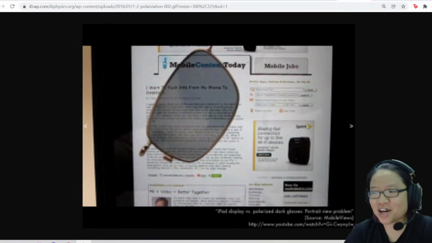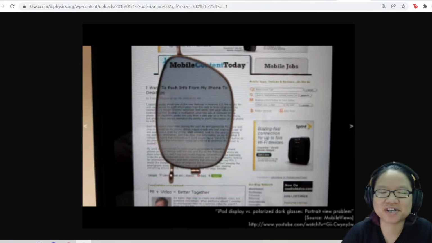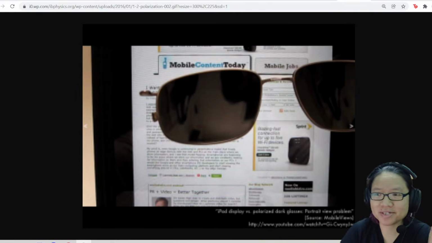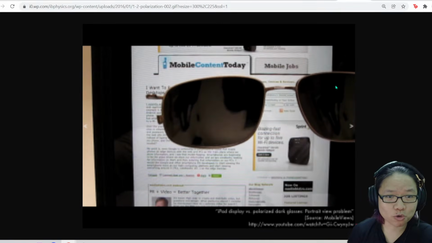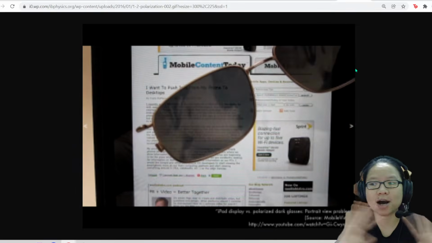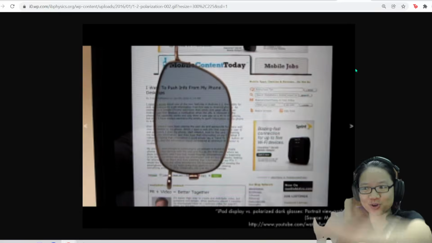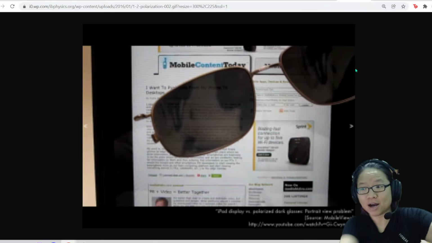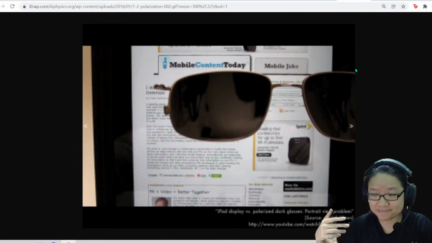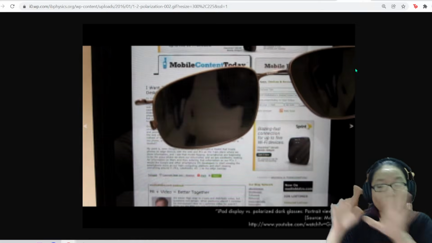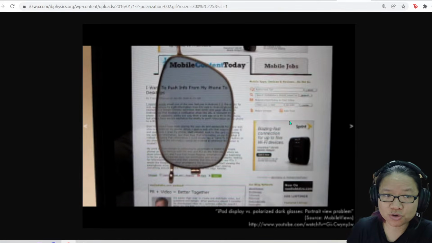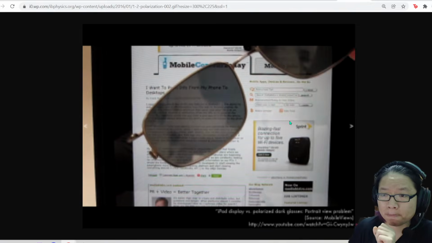Here's something you can try if you go and buy yourself a pair of sunglasses. If you look at this one, this is a computer screen. From the screen that you are watching our videos on, do you know that your computer screen is also polarized? The light coming out from the screen is already plane polarized. So this means that the light is traveling in a particular direction.